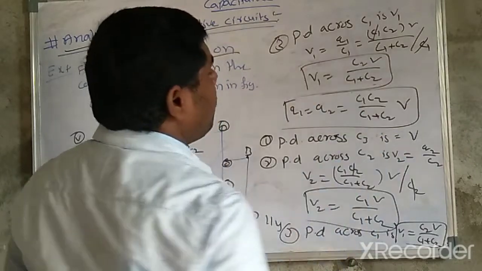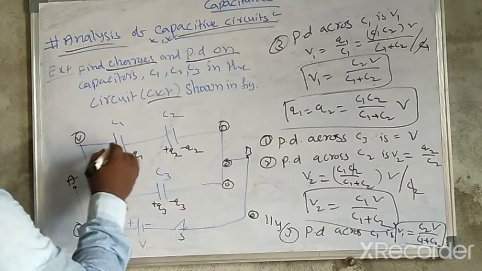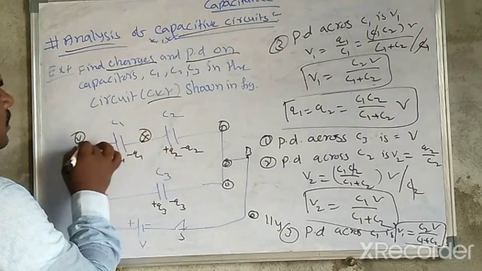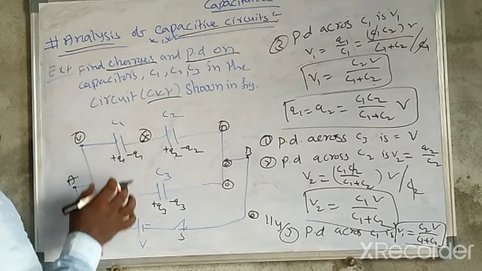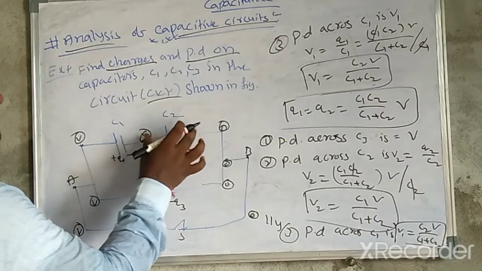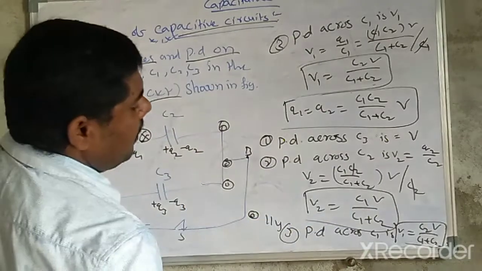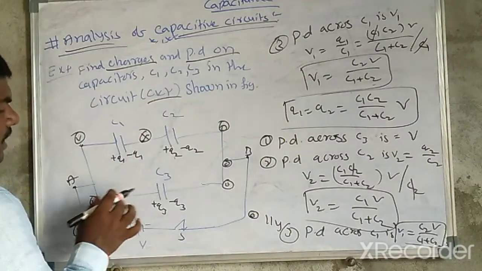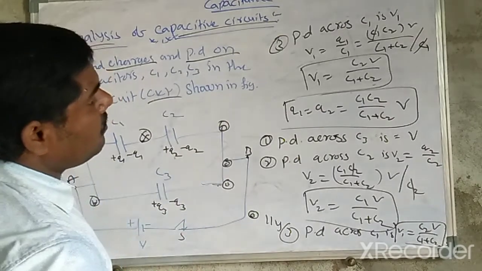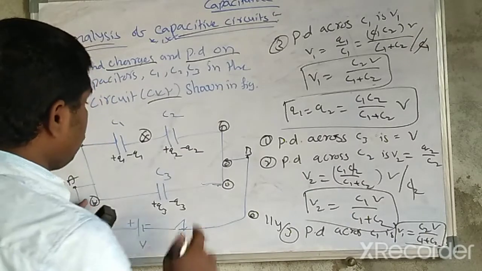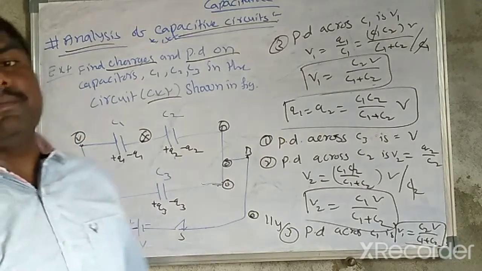So these are the three potentials. The potential across the C1 capacitor is C2 V divided by C1 plus C2. The potential across the C2 capacitor is C1 V divided by C1 plus C2. The potential across C3 is nothing but V only, the same as the battery potential.